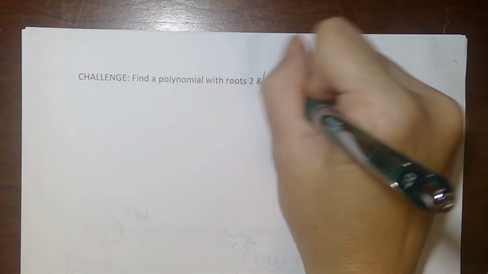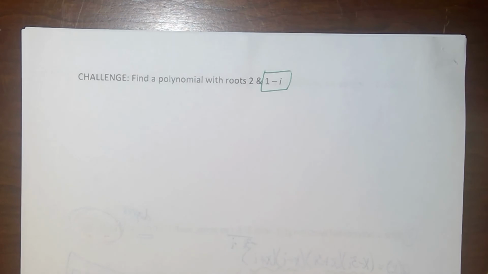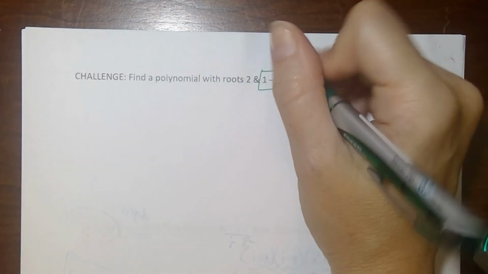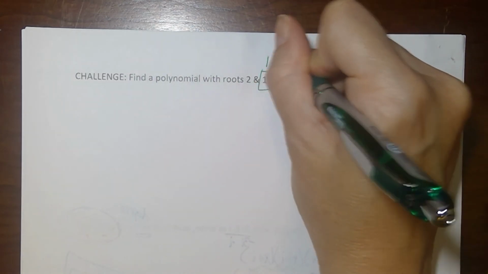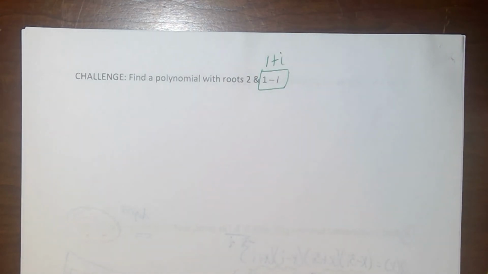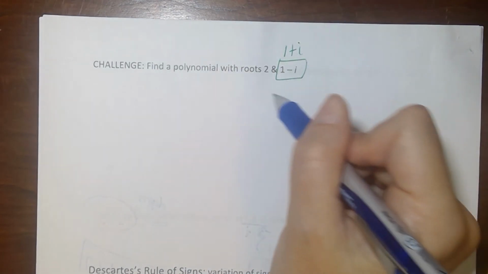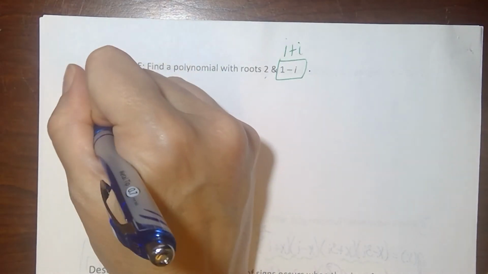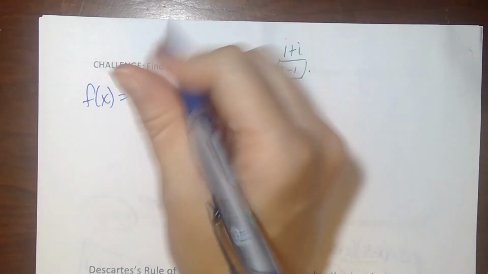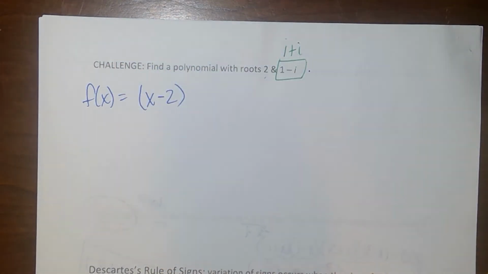We have a challenge problem and then Descartes' rule of signs. My challenge problem is really not challenging as far as the problem itself. It's just how we set up and deal with this 1 minus i complex root. If I have 1 minus i, I also have 1 plus i because those imaginary roots come in conjugate pairs. We're going to set this up. This gives me 3 roots. My first root, the real root, is 2, so that gives me the factor x minus 2.